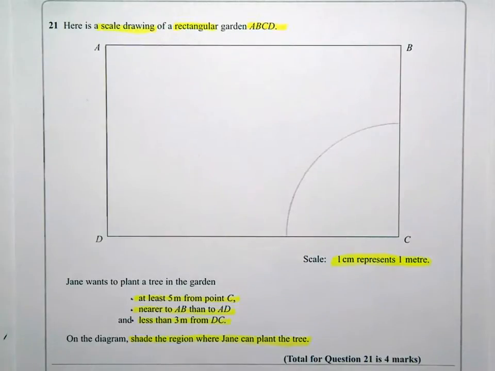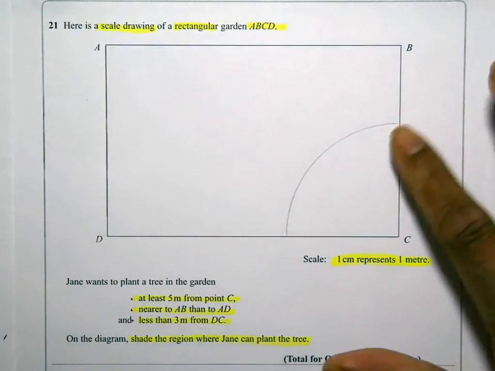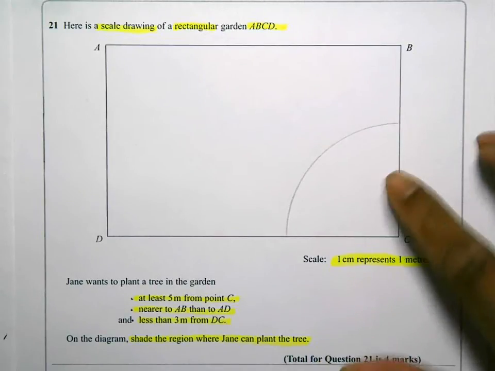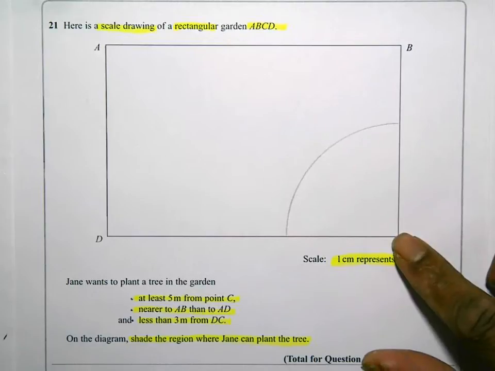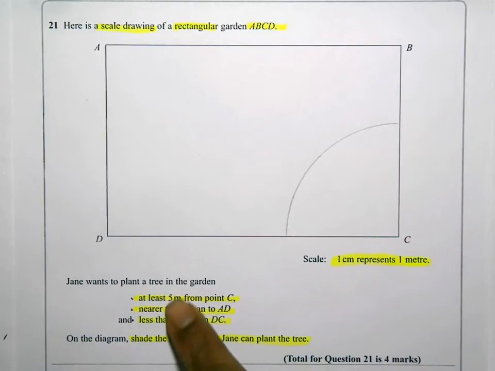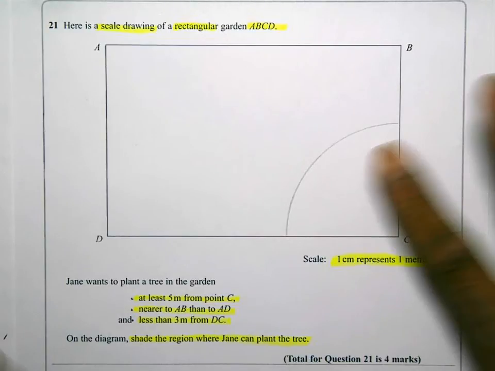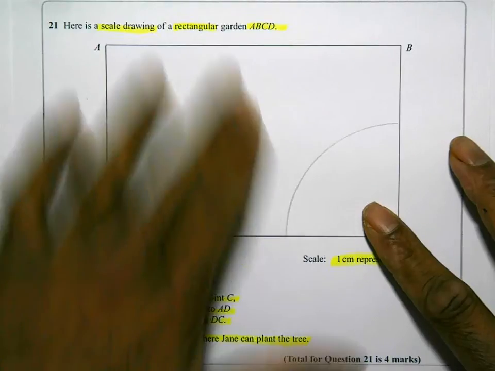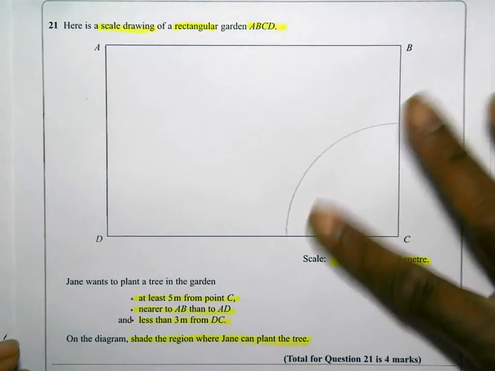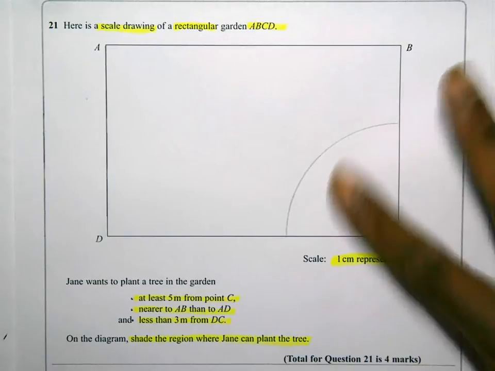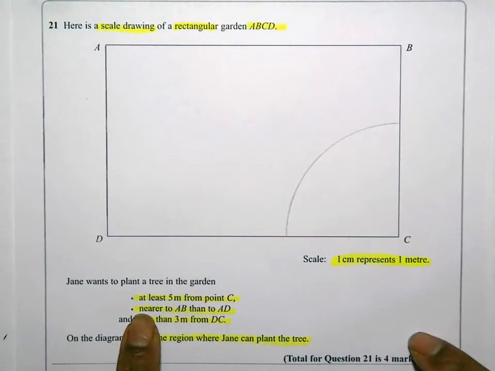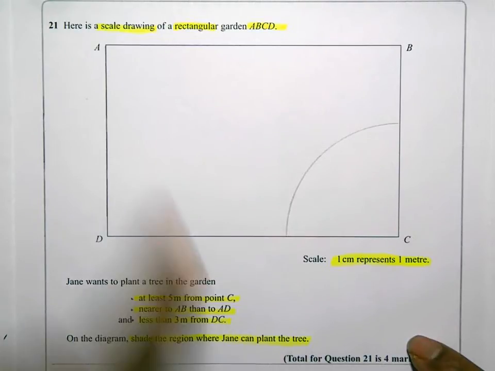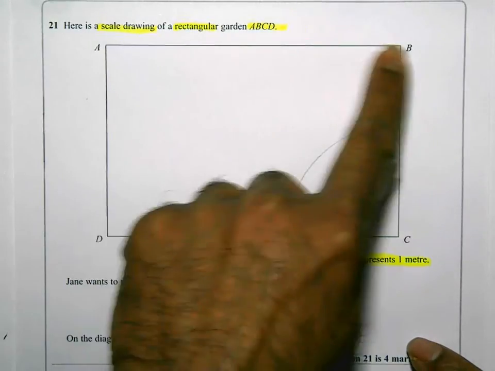So in reality, all the points inside of this quarter circle are going to be less than 5 meters from point C. And the question says the tree needs to be at least 5 meters from point C. So after drawing this, the tree could be anywhere in this whole space, right? But it can't be inside of this quarter circle. All right. The other condition is that the tree needs to be nearer to AB than to AD. So it needs to be closer to AB than to AD.